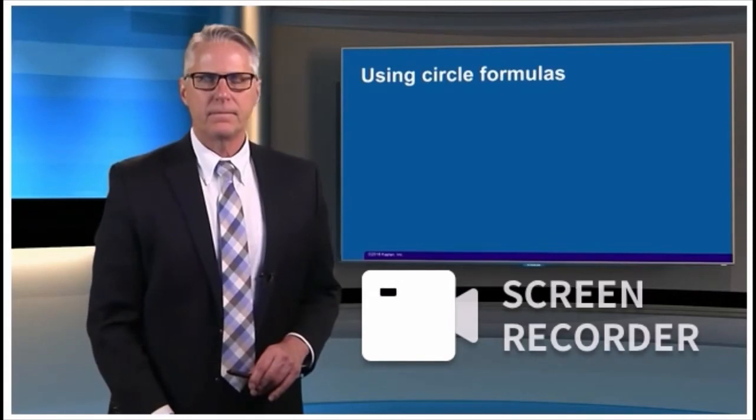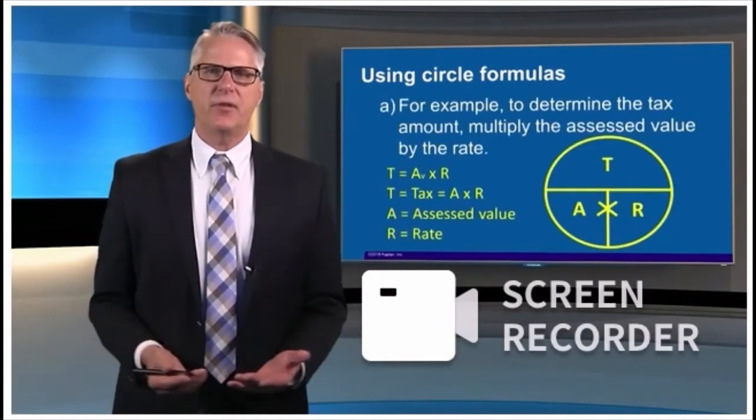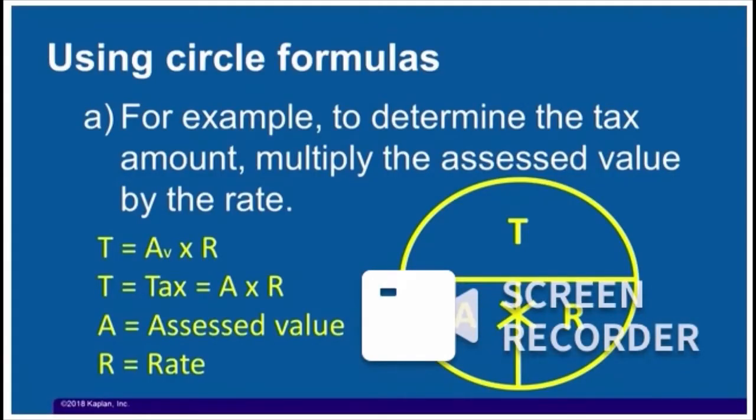For example, let's talk about taxes. To determine the tax amount, we take the assessed value times the tax rate. So T, it's up there, that's the product, it equals the tax rate times the assessed value. So that's the assessed value, and that's the tax rate. Assessed value times the tax rate. A is the assessed value. R is the tax rate.